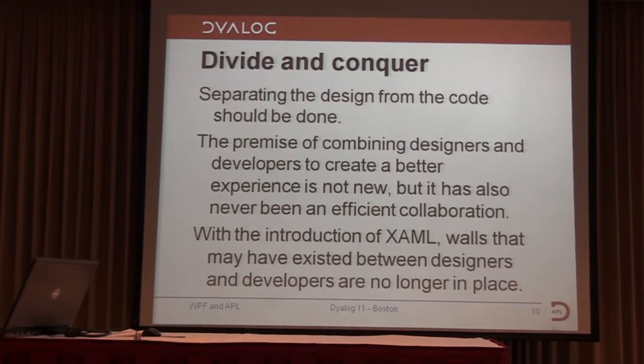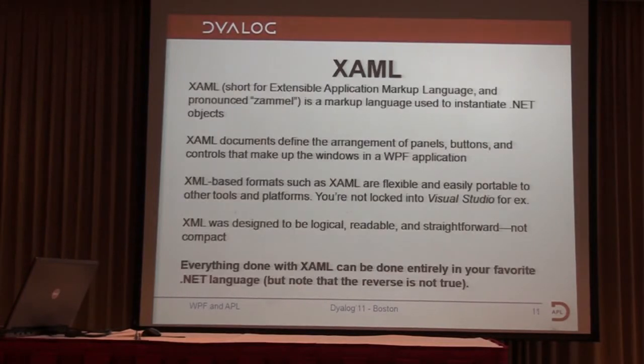WPF uses something called XAML, which is an XML language to describe the GUI. With the introduction of XAML, there are no more excuses to not do this. XAML stands for Extensible Application Markup Language. It's pronounced "zammel". And it's a markup language used to create .NET objects. So XAML will, for example, define the arrangement of all your objects on your window: panels, buttons, controls.